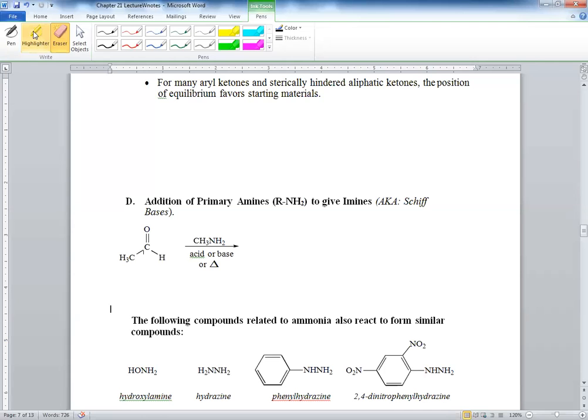The next reaction is the addition of primary amines to give imines. That's how this word is pronounced. And they are also known as Schiff bases. So we call this a primary amine, the RNH2, because this nitrogen right here is attached to one other carbon. So this is a primary amine.